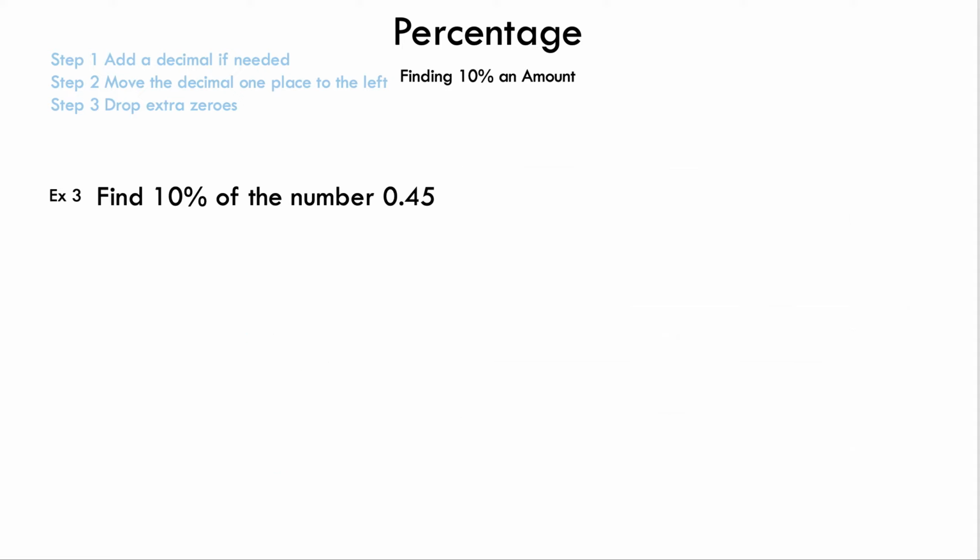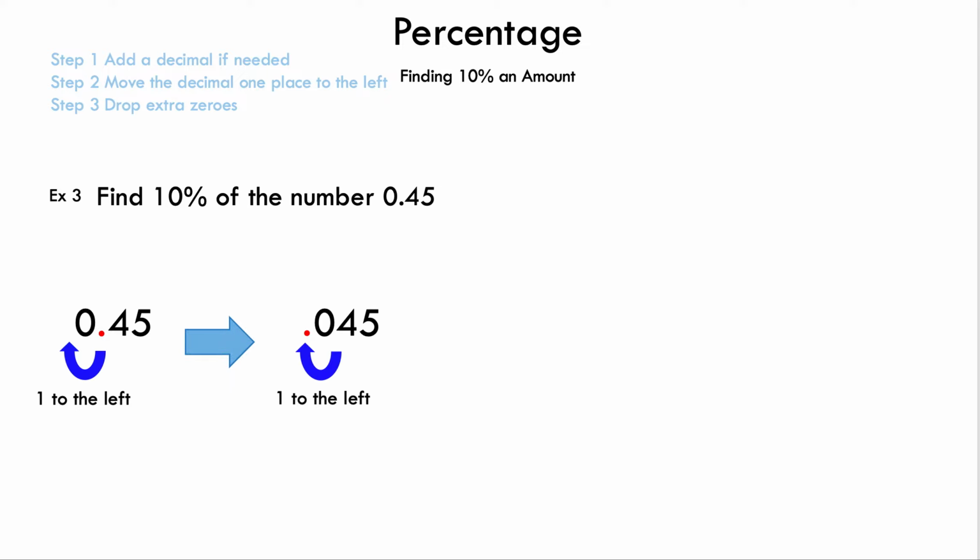Now let's take a look at example 3. Now we're going to read the question. Find 10% of the number 0.45 or 45 hundredths. We already have our 0 in the number and our decimal point, so we don't need to add anything. And we're going to rewrite our number as 0.45. And now we're going to move that decimal point one place value to the left, so that number becomes 0.045. Now remember, when we write numbers, we're going to have to put a 0 in front of the decimal point. So let's go ahead and add that 0. So our final answer is 0.045 or 45 thousandths.